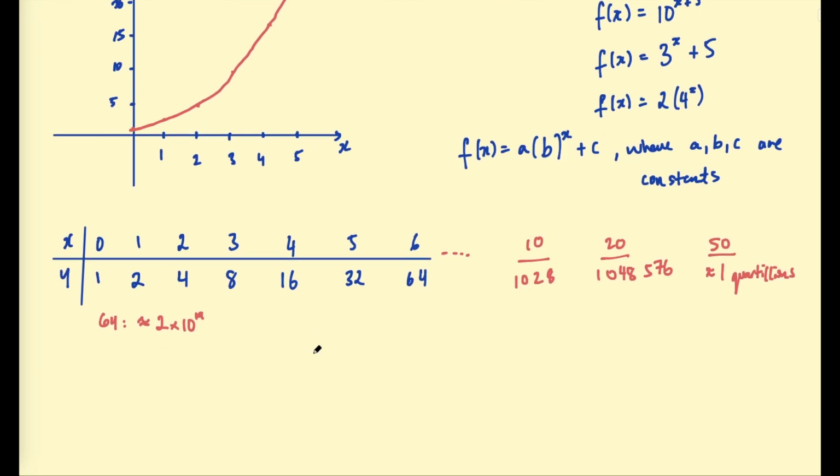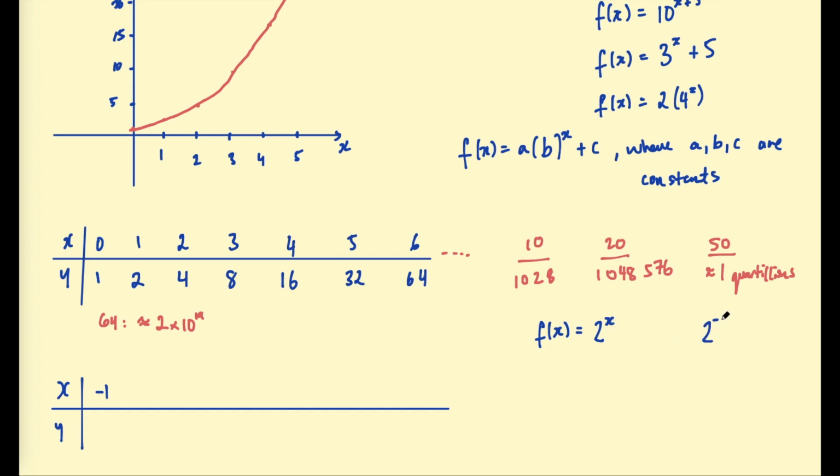Let's have a look at when x is less than 0. So let's draw another table of values, starting at x equals -1. So let's just write the function down here again. That was 2 to the x. When x equals -1, we would have 2 to the -1, which is 1 over 2. So y is a half.